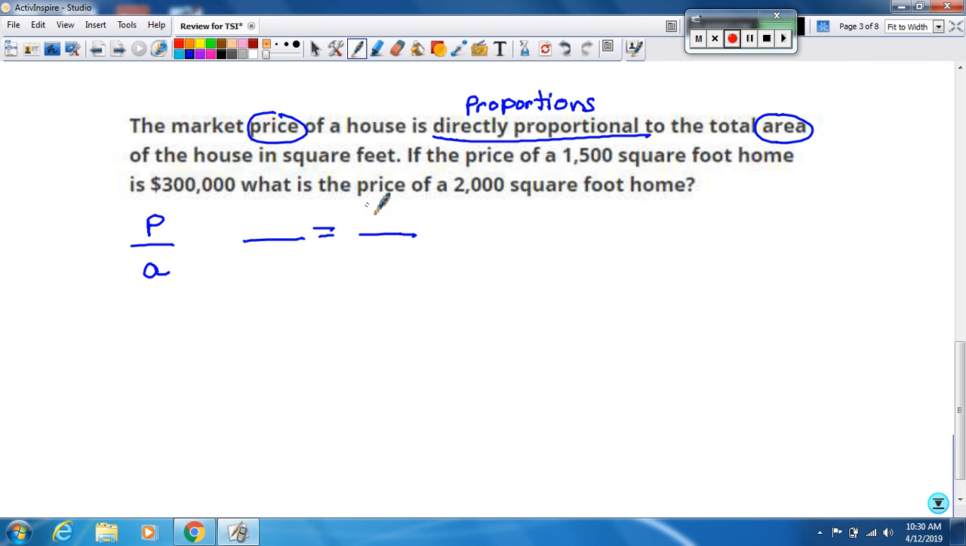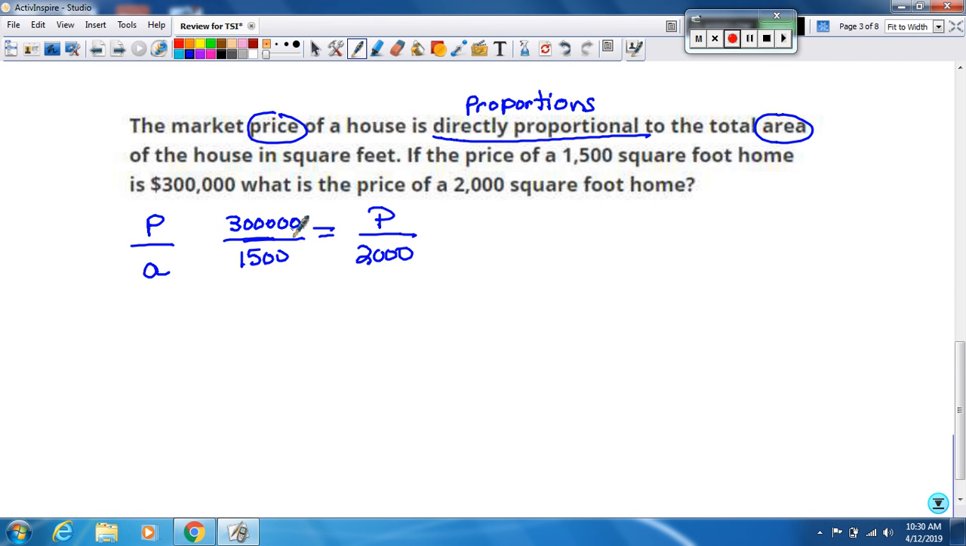So I just fill in the missing pieces. So the first number they gave us is 1,500. Oh, sorry, that's the area, square feet. So that's the area. That's 1,500 here. And the price for that is $300,000. Okay. What is the price of a 2,000 square foot home? So 2,000. And we don't know the price of that. That's what we are trying to find out.